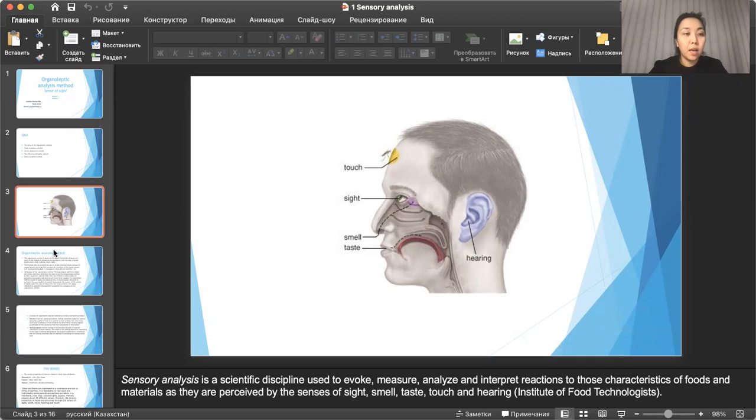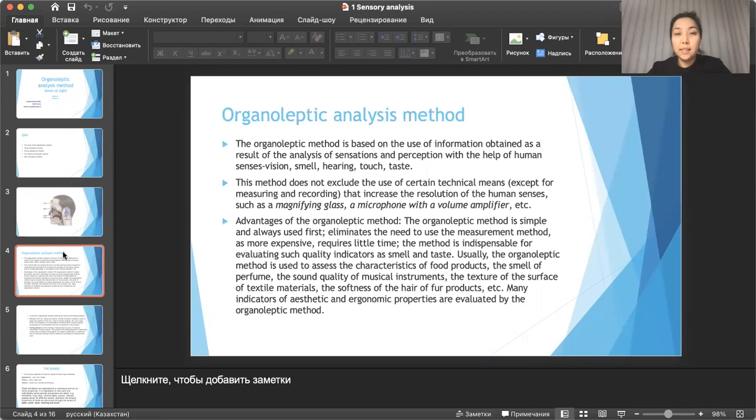and hear. So organoleptic analysis methods are based on the use of information obtained as a result of the analysis of sensations and perceptions with the help of the human senses. It's vision using our eyes, smell using our nasal system, hearing using our ears, touch using our skin, and taste using our oral cavity. So this method does not include the use of certain technical means.